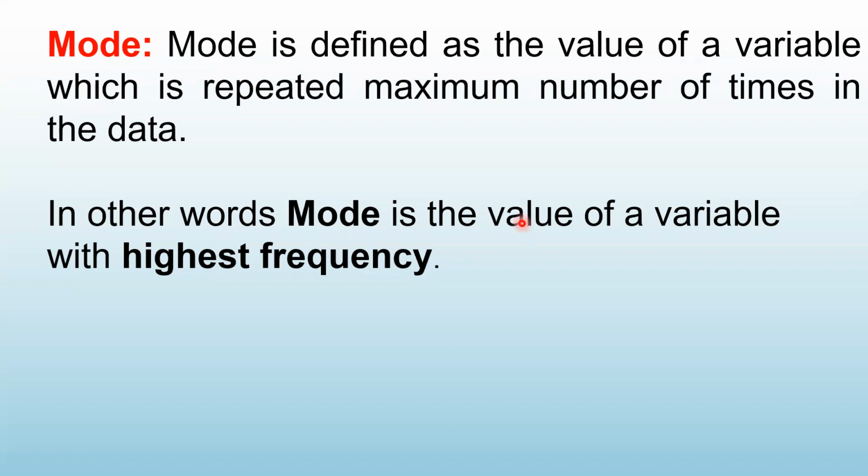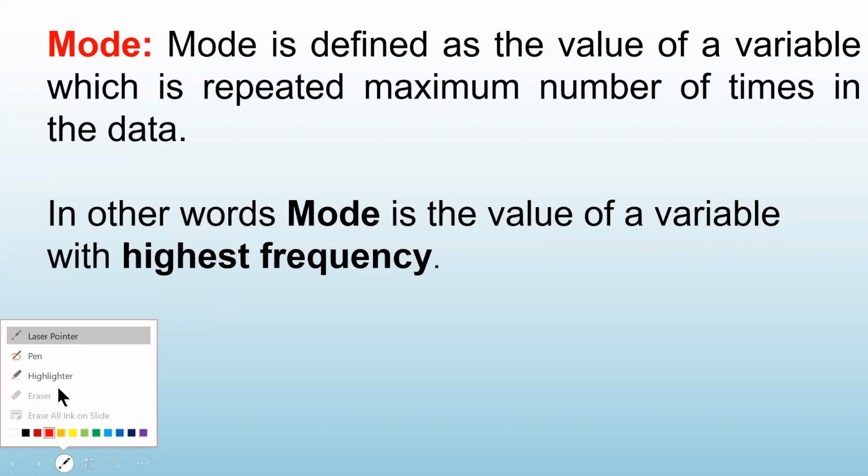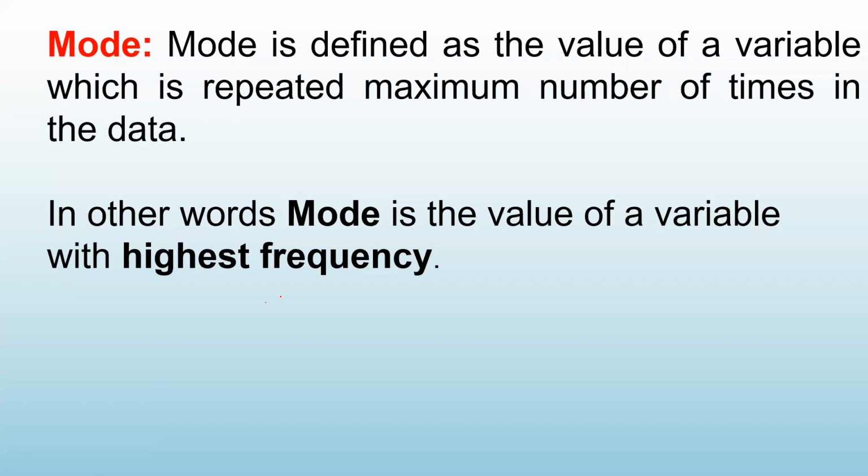Let me give you an example here. Suppose I write a data here: 1, 2, 3, 3, 3, 4, 4, 5, 5, 5, 5. I have written a data here. And if I ask you what is the mode, what do I have to look for? I have to look for the number which is repeated maximum number of times in the data.